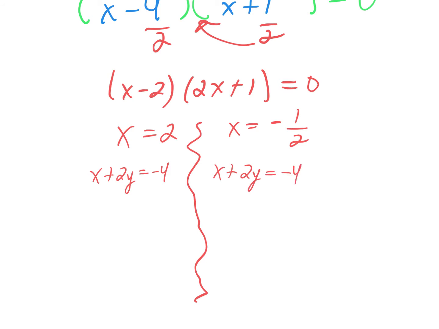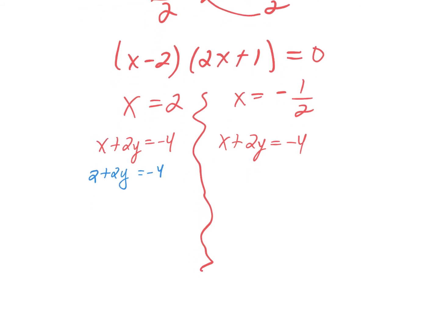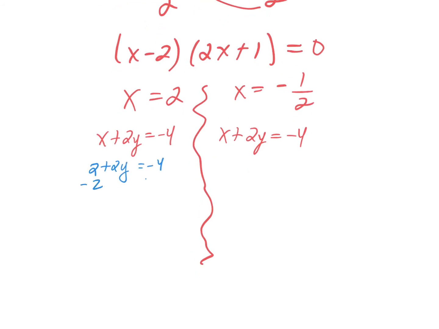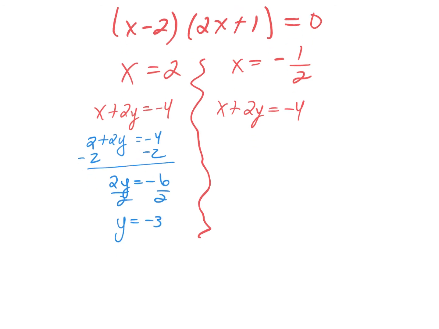So I'm going to plug in my x. I have 2 plus 2y equals negative 4. I'm going to minus 2 from both sides. I get 2y equals negative 6. Divide by 2, and I get y equals negative 3. Agreed? So when I plug in positive 2, I get out negative 3.